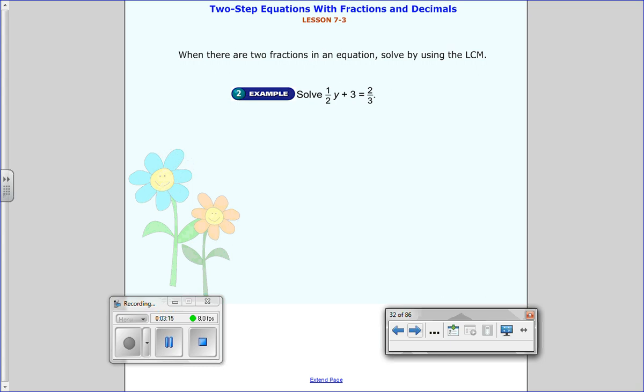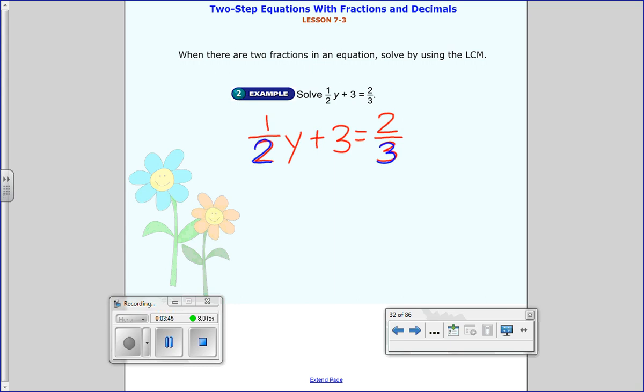However, when we start getting 2 or more fractions, sometimes it's just nice to get rid of them. That way you don't have to deal with them when you add or subtract and deal with mixed numbers. So this is a prime example of that. I have 1/2 times y plus 3 is equal to 2/3. And what I want to do is just get rid of the fractions altogether. And how I do that is I look at what's in the denominators. And I'm going to outline them in blue. I have a 2 and I have a 3.